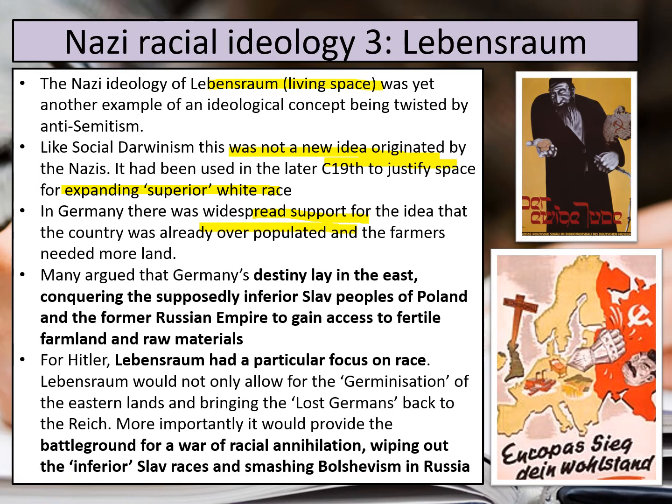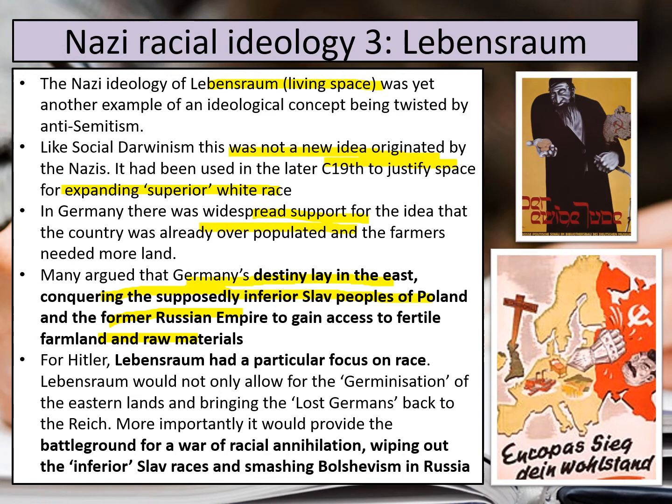So many of Germany's civilians decided that Germany's destiny lay in the east, and that they had a right to try and conquer the supposedly inferior Slav peoples of Poland and the former Russian Empire to try and gain access to the fertile farmland and raw materials.